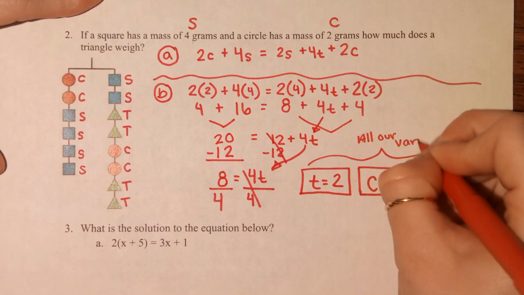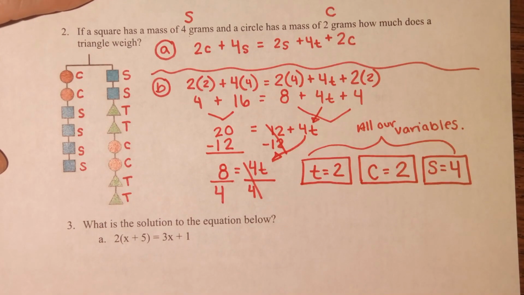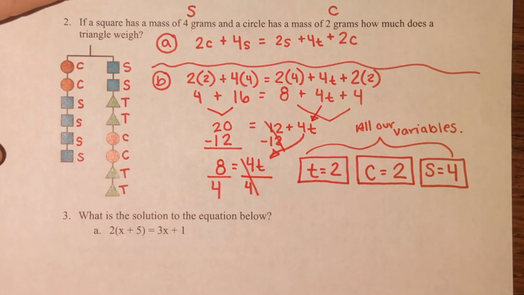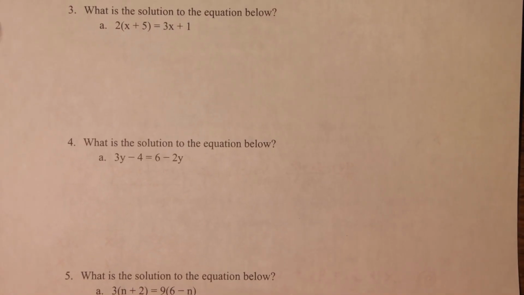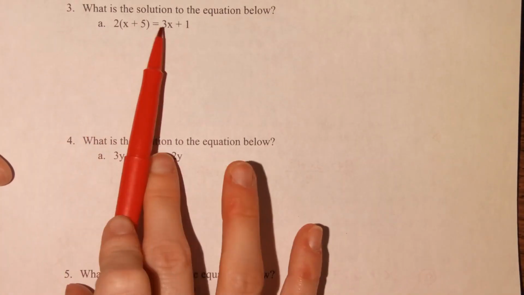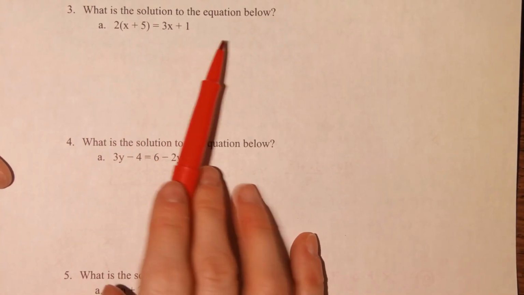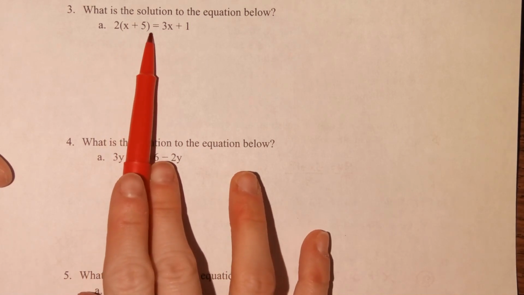Completely done. Awesome. Now let's move on to 3. At any point in time, you can pause the video to take notes or to reassess how we did something. But now we're moving on to number 3. What is the solution to the equation below? All right, we take a gander: 2 parentheses, x plus 5 parentheses equals 3x plus 1. We only have one variable, so that means we only have to solve once.